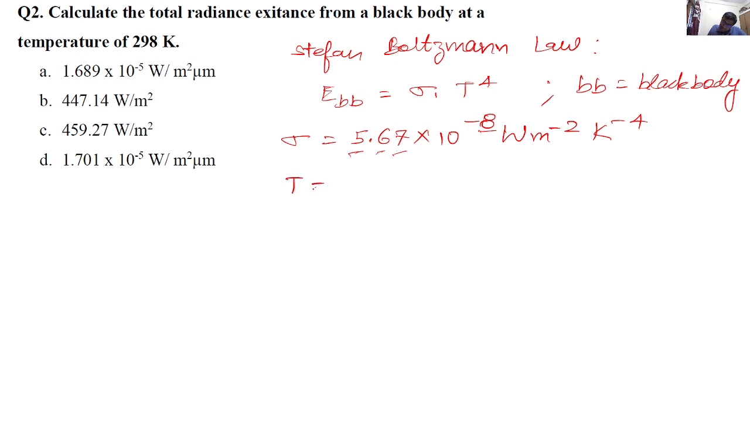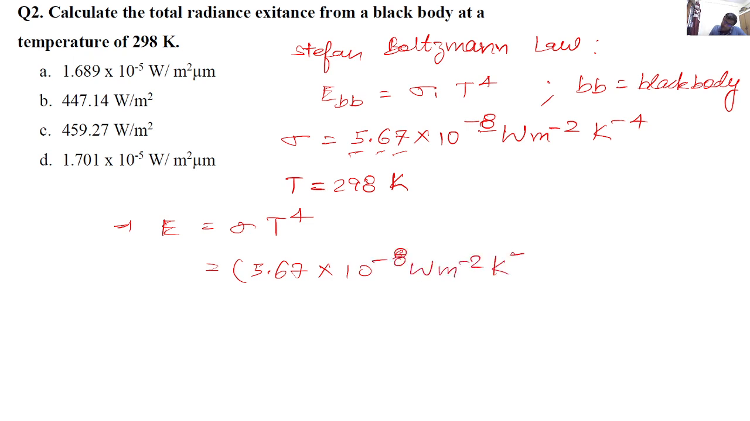Okay, so the temperature is already given in terms of absolute temperature. It is 298 kelvins. So let's find it out. E would be equal to sigma T to the power 4, which is 5.67 into 10 power minus 8 watt per meter square per Kelvin power 4 times 298 Kelvin whole power 4. So you will get the answer as 447.14 watts per meter square.